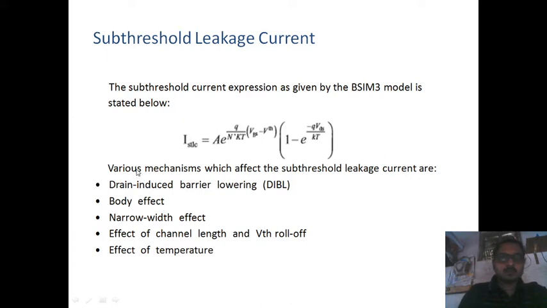See here, these are the various mechanisms that affect the subthreshold leakage current. The first one is drain induced barrier lowering, that is DIBL. Then body effect, then narrow width effect, then effect of channel length and VTH roll off, then effect of temperature. We will see all these topics in further topics.